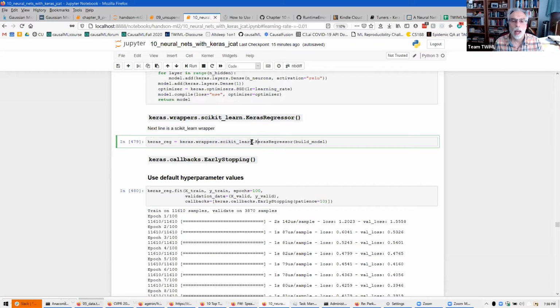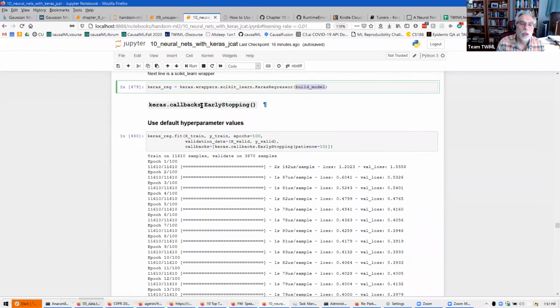Keras.wrappers.scikit-learn. And well, this is a regression model, so we have to use the Keras regressor on it. So pay attention to the syntax of this command. You tell it what kind of a model you need to build, which is a regression model, and then you just plop in the Keras model function, the function that builds the model in Keras. And we're also going to use the early stopping callback.